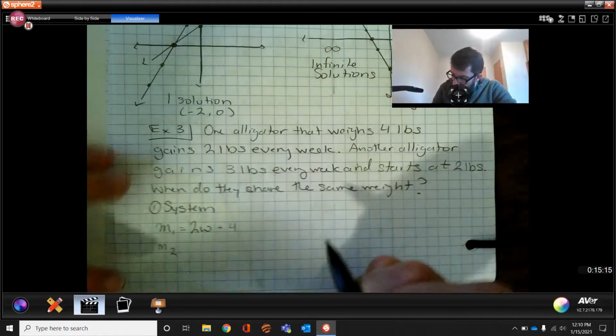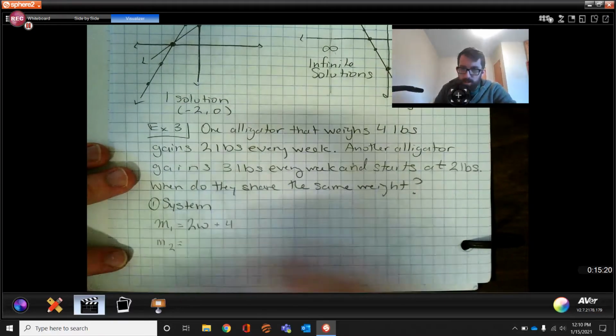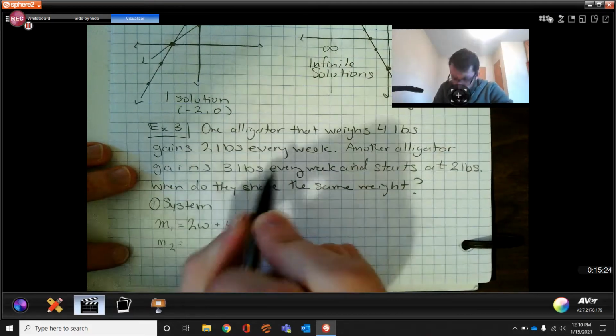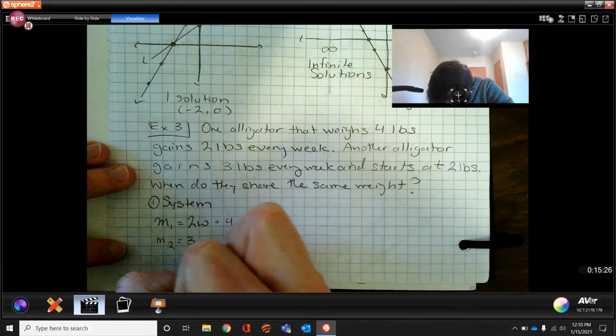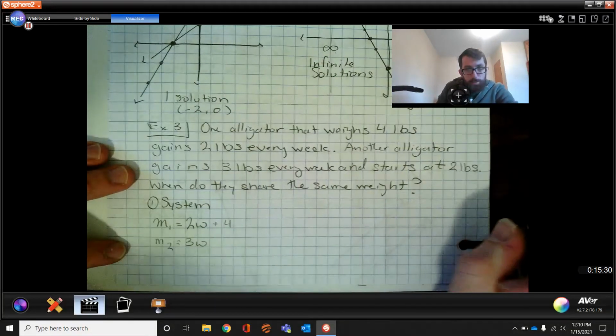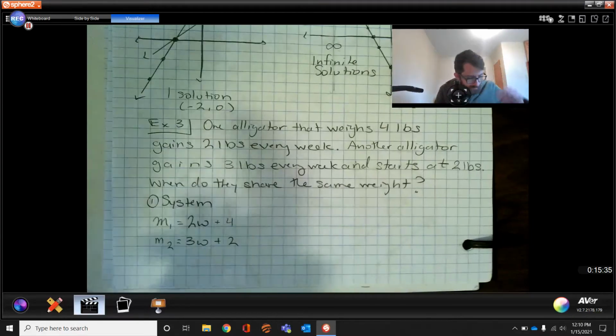So here, our mass for that second alligator, it's got a different weight. It's gaining 3 pounds every week. So this will be 3W. But then it starts a little bit lower. So it'll be plus 2 because it's 2 pounds.